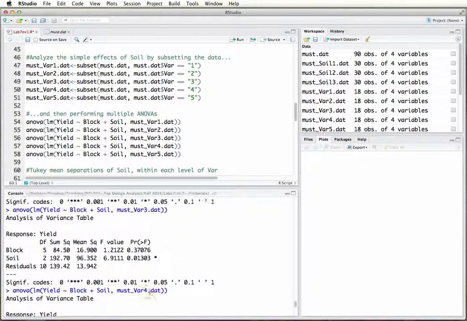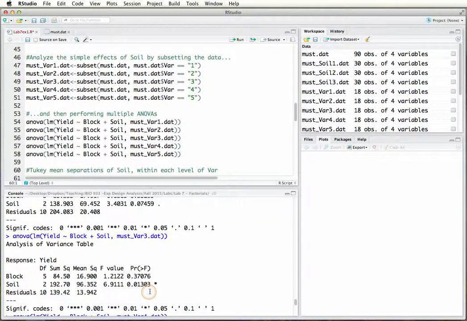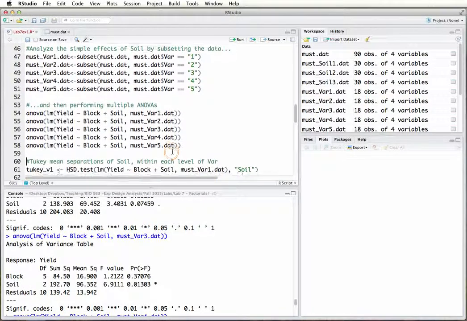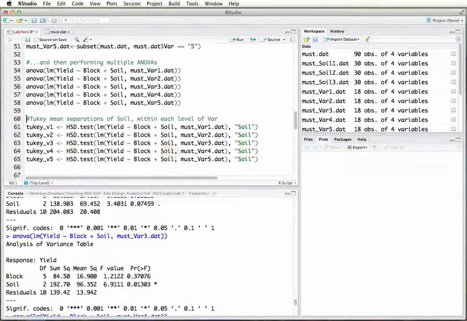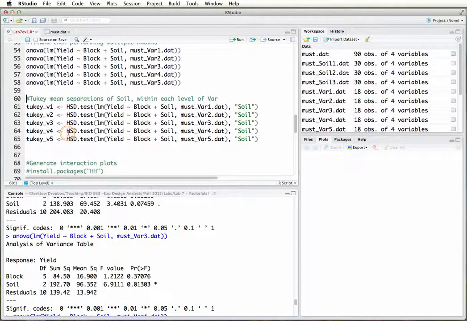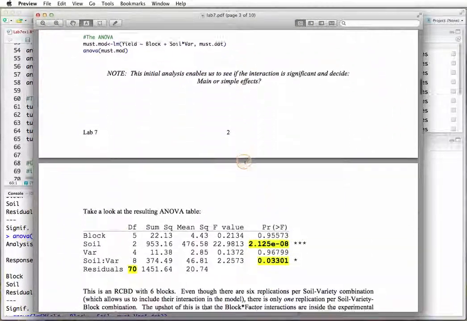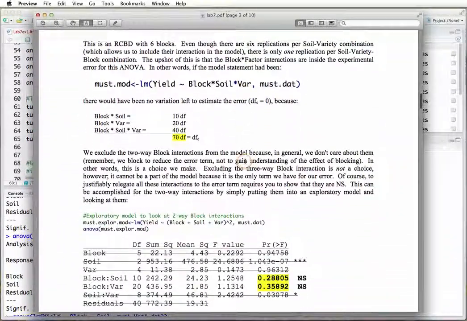So it seems that for all the varieties, soil seems to have an effect no matter what variety, but that it's not all the soils. It's only really in soil 3 that we see differences among varieties. And you, of course, can run Tukey mean separations within each level of variety, like we did before, and you can summarize all that output. So I think that's probably what I did.